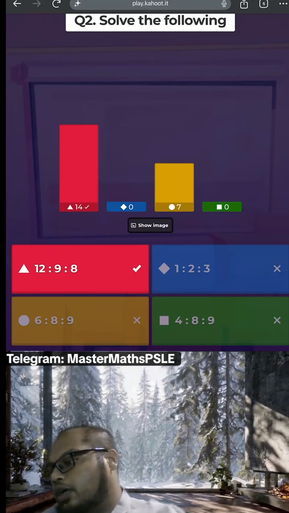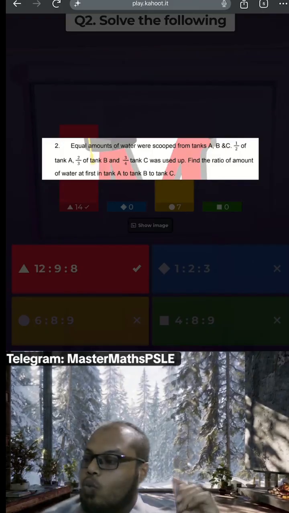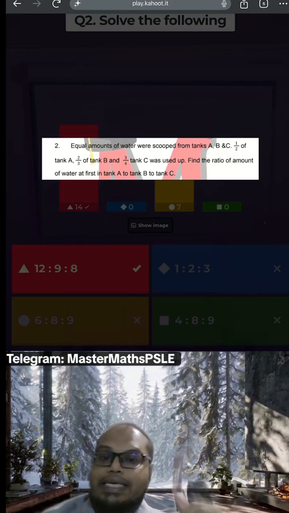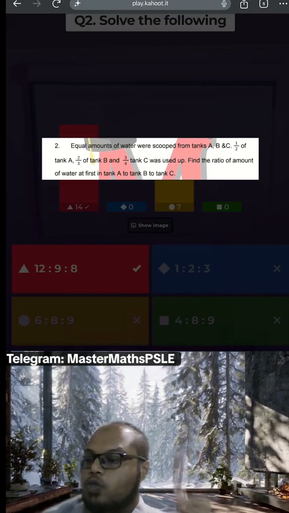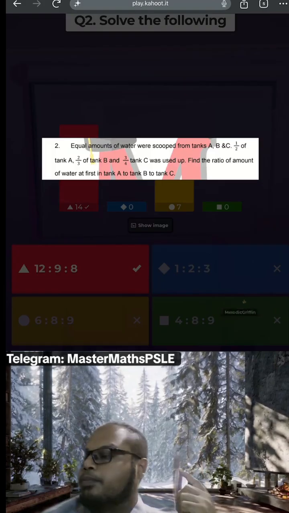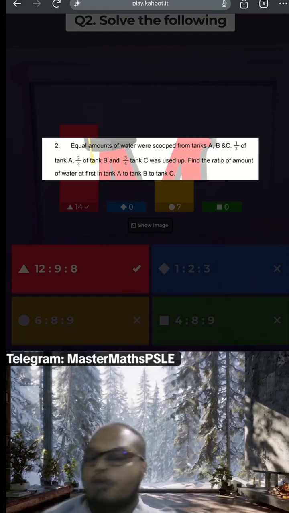Alright, so in this case 1, 2 and 3, the common multiple is 6, so it will be 6 over 12. 2/3 becomes 6 over 9, and 3/4 becomes 6 over 8. That is why 12 is to 9 is to 8.